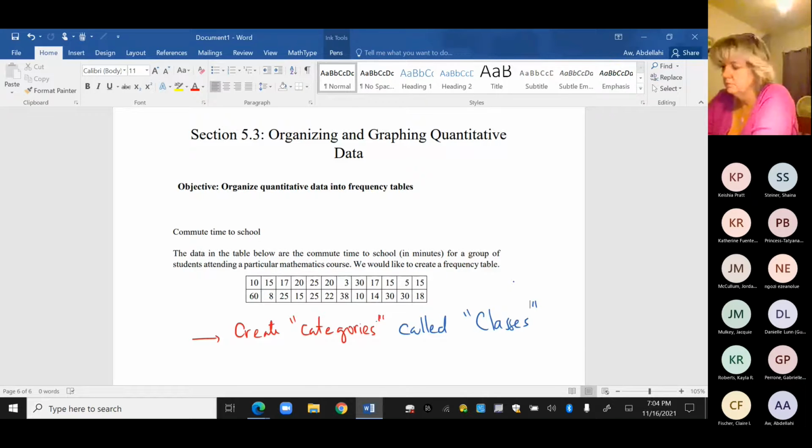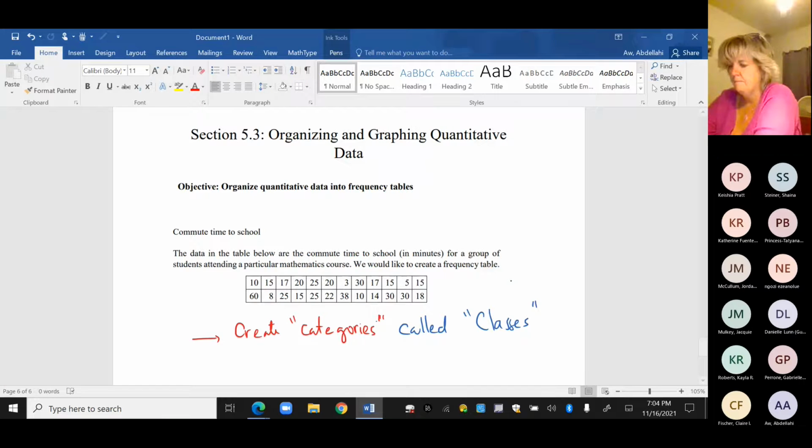But the only difference between that and here is that the classes we're going to create will have the same width, the same size, unlike the grading. In grading, the categories don't have the same size. Here, we're going to create classes that have exactly the same size, and we choose the size of the class. Imagine somebody working with 1 million data values; they have to choose a very good size that's going to help them represent that data.